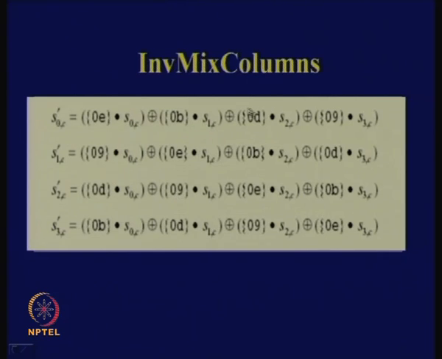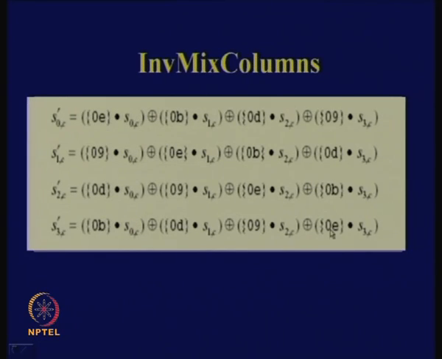Similarly, the inverse mix column is also computable, but the elements are not as simple as the 2, 3, 1, 1 we had for mix column. So you have slightly complicated elements, and all the elements are in finite fields, like in GF(2^8). So what are the elements? You have 0E, you have 09, 0D and 0B.